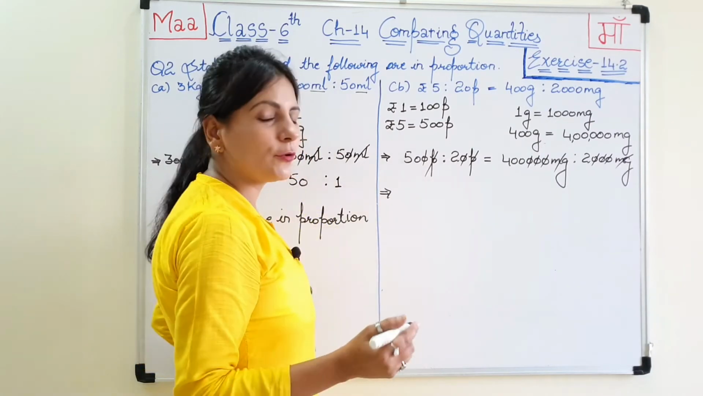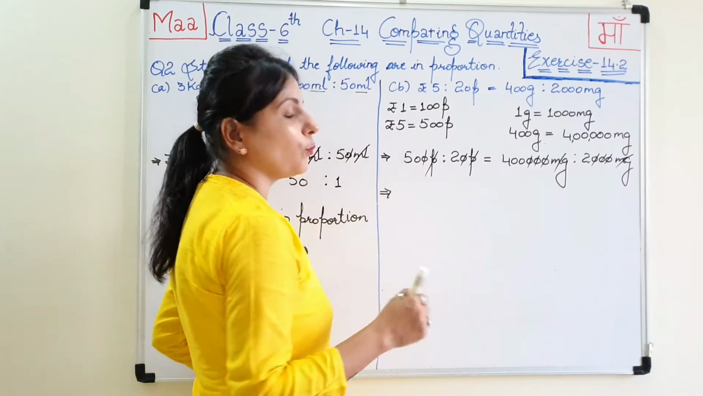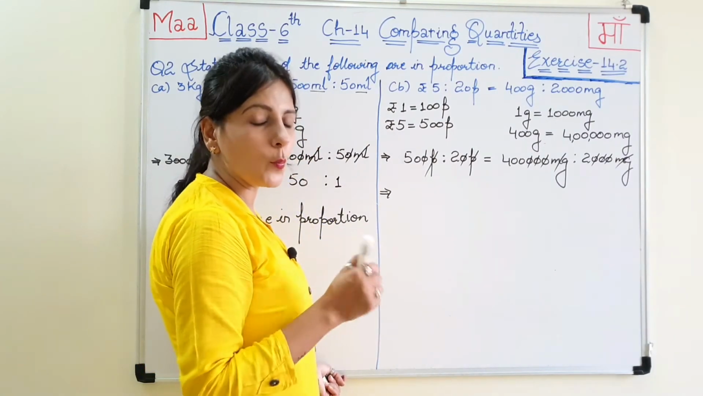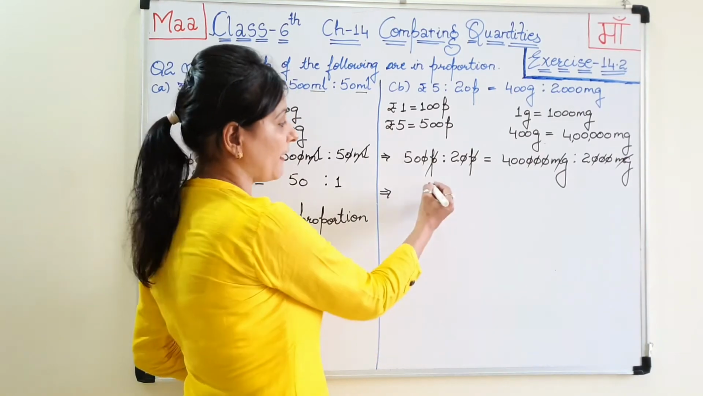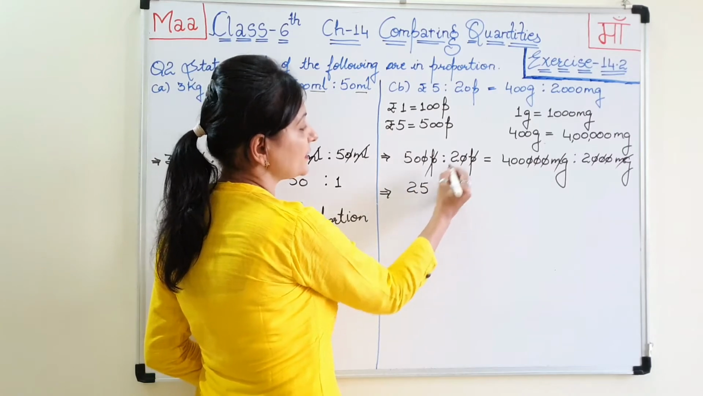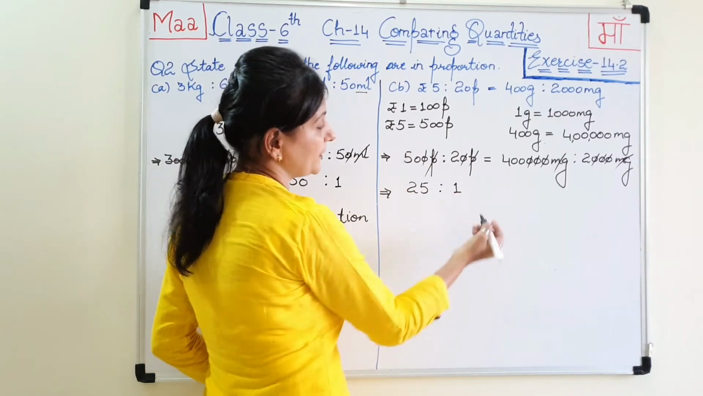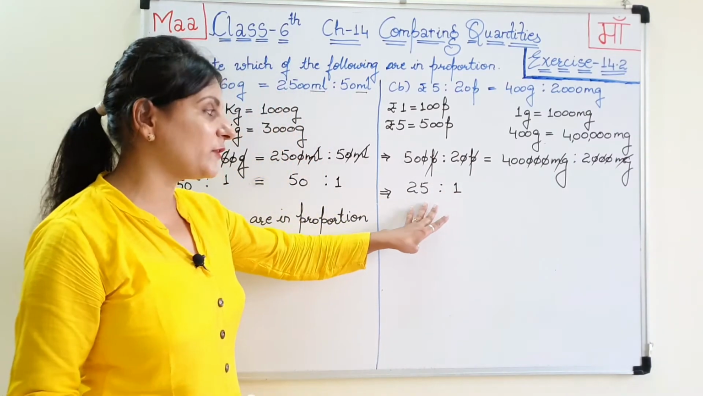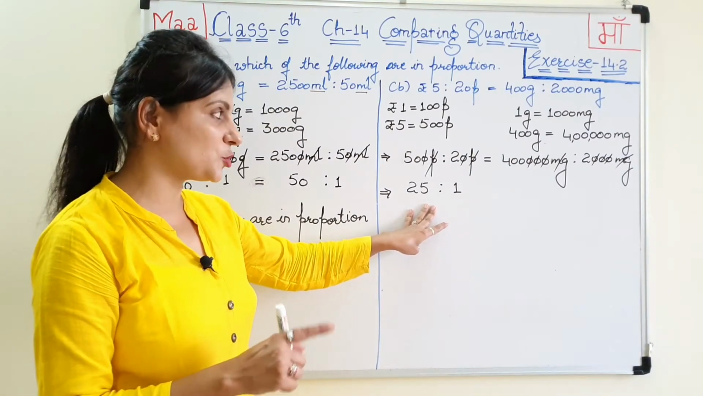The remaining value you have to cancel. So 50 and 2 both are coming in the table of 2. Both are divisible by the table of 2. So divided by the table of 2. In the table of 2, 50 comes 25 times, and in the table of 2, 2 comes 1 time. So towards the left hand side, we have come up with the result 25:1.